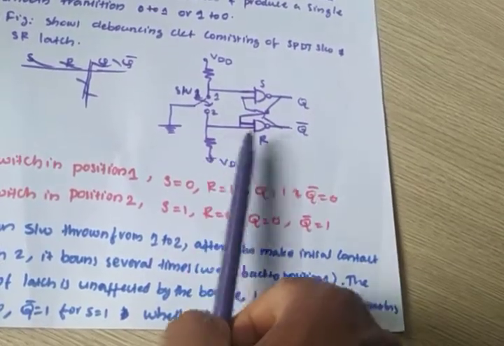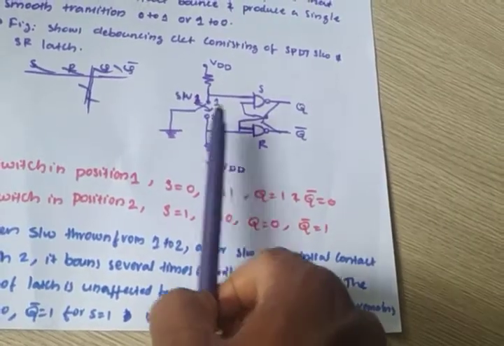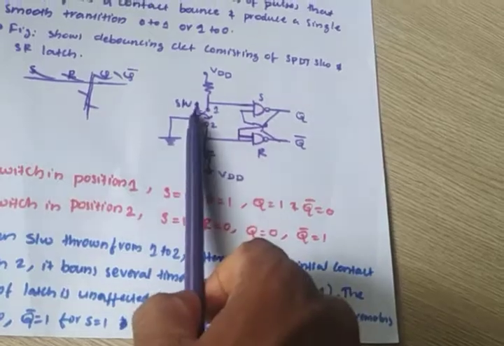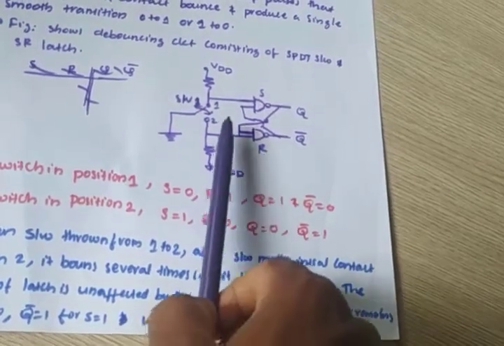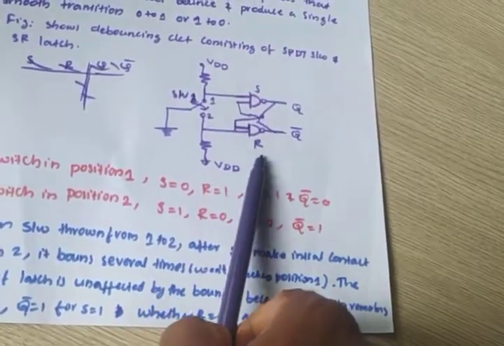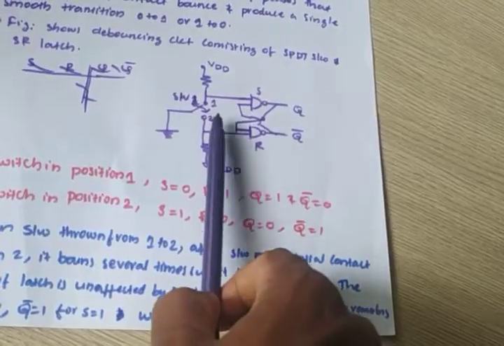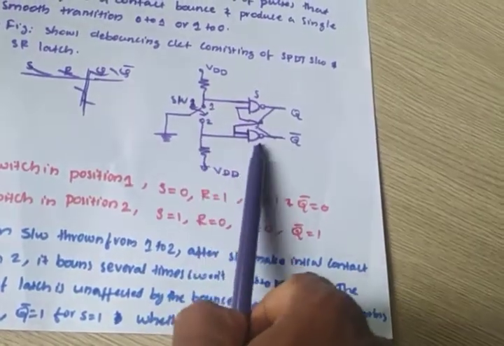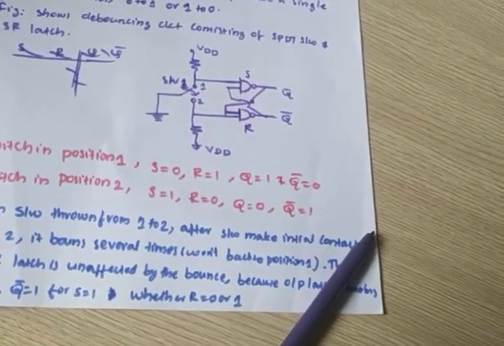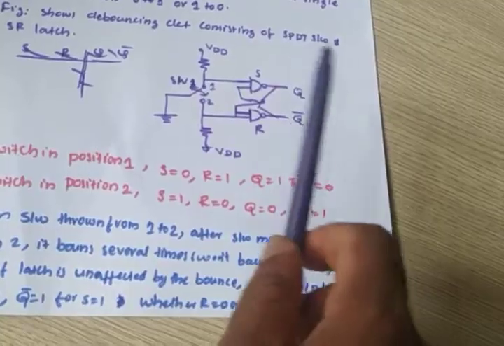This R value can change. See, when it is connected to 1, R is 1. When the switch is disconnected, R is 0. Again it is connected, R is 0. When it is disconnected, R is 1. Again it is connected, R is 0. When it is disconnected, R is 1. Disconnected means this supply is connected to R, so it is 1. Like that, the R value can be 1 or 0. But that bouncing won't affect the system behavior.